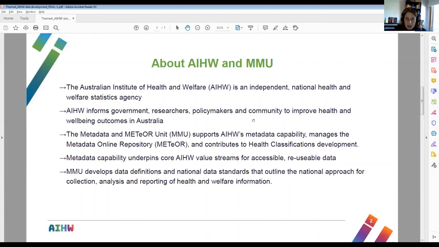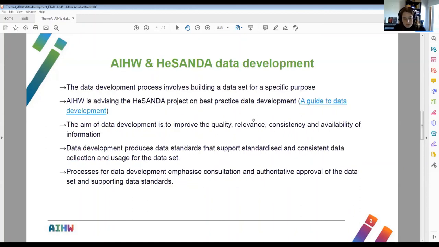AHW uses an authoritative expert body called the National Health Data and Information Standards Committee to endorse health data standards for use across Australia. The process of building a data set like the Health Studies Australian National Data Asset is described as data development. So AHW uses our expertise to assist other projects and organisations like ARDC to undertake their data development activities. We use established principles and processes which are outlined in AHW's Guide to Data Development in order to produce high quality data that meets user needs and builds consensus on the content and the quality of the data requirements.